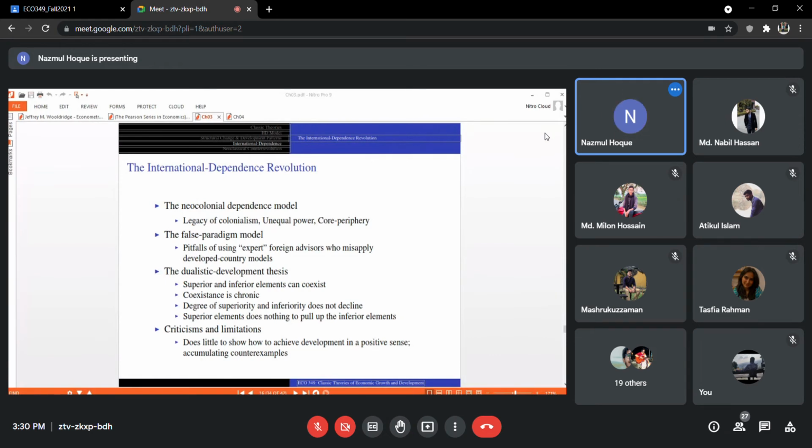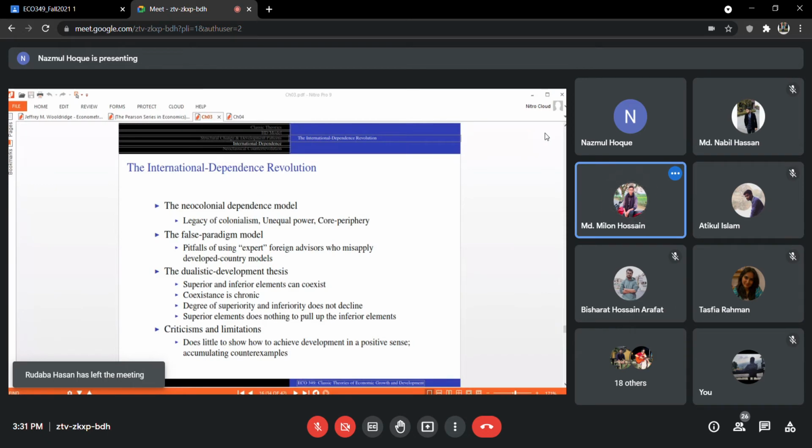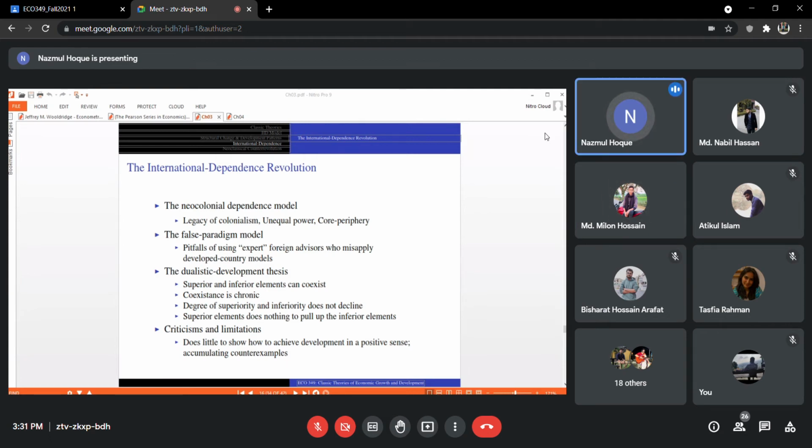Bisharat Hussain Arafat, can you tell us some of the main things that you get from the Solow growth model? Not really, sir. Milan Hussain, same question. I cannot understand, sir. Can you tell us some of the conclusions that we got from the Solow growth model?